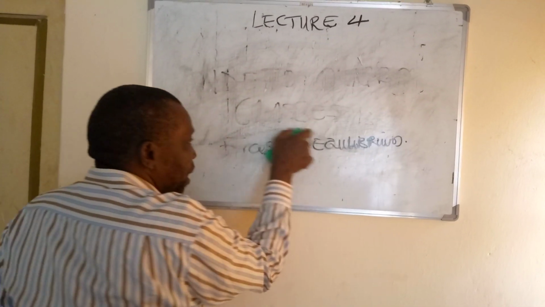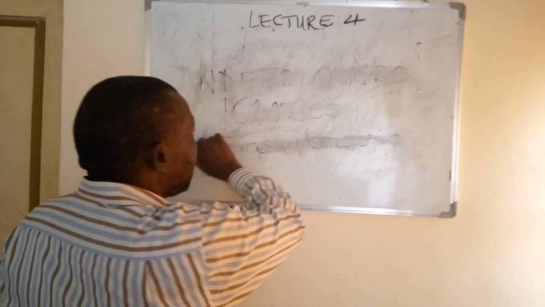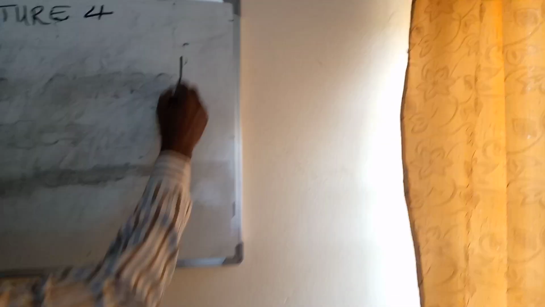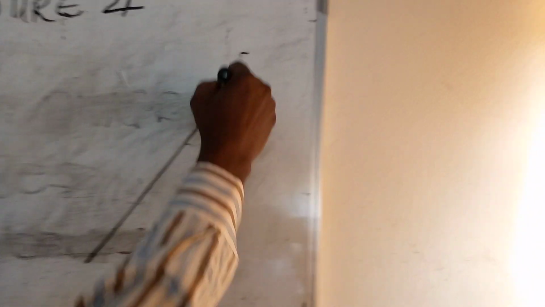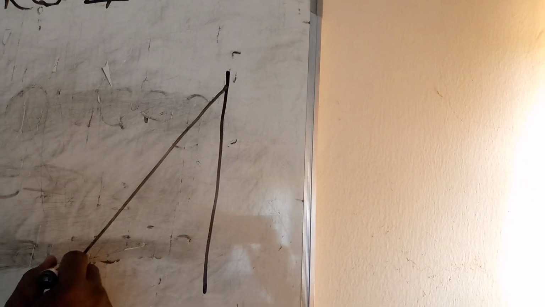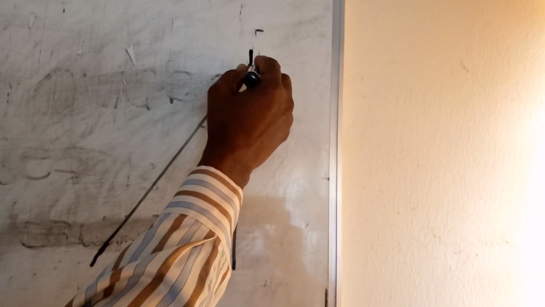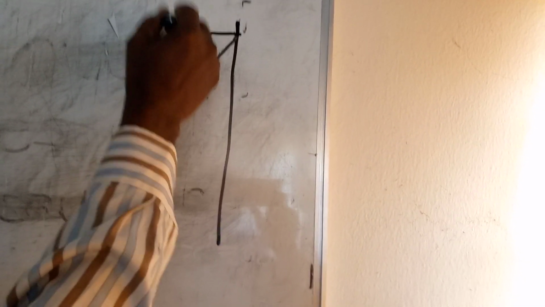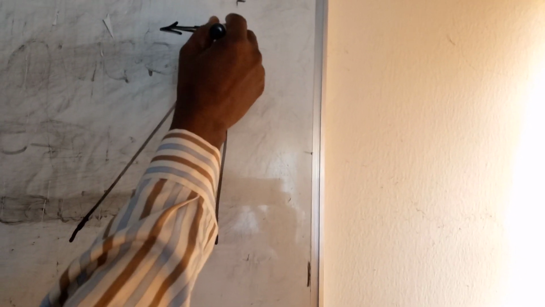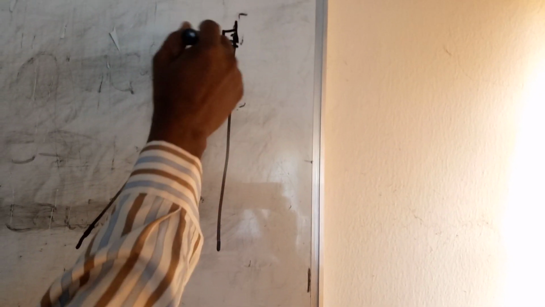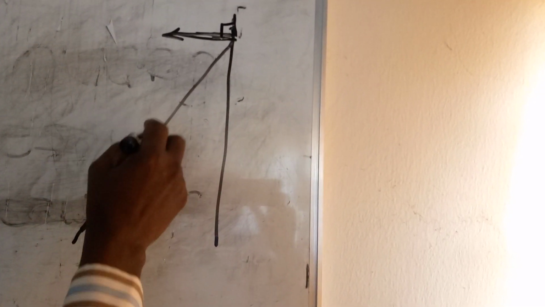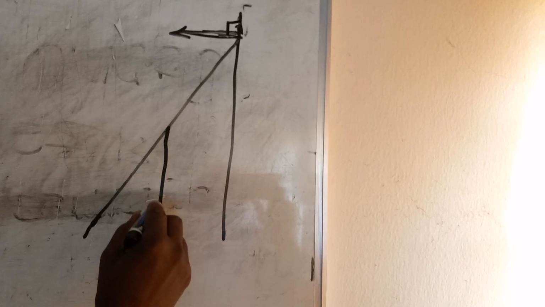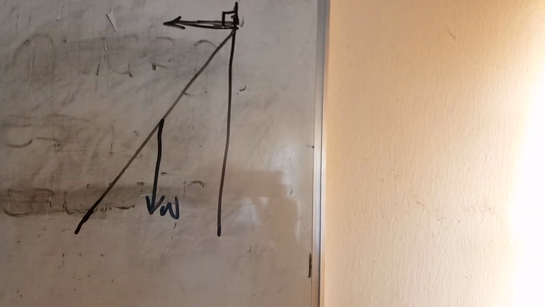Take for instance a wall on which a ladder is laid inclined. This is a wall and this is a ladder. Now, if the wall is smooth, the reaction from the wall will be normal to the surface of the wall. That is, this angle will be 90 degrees. At the middle of the ladder is the line of action of the weight of the ladder.